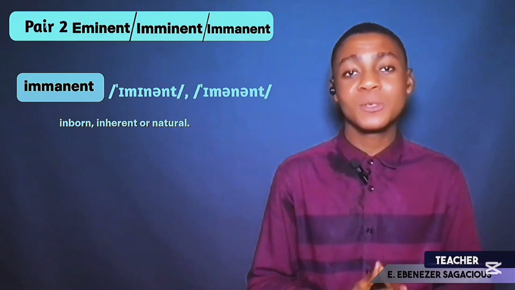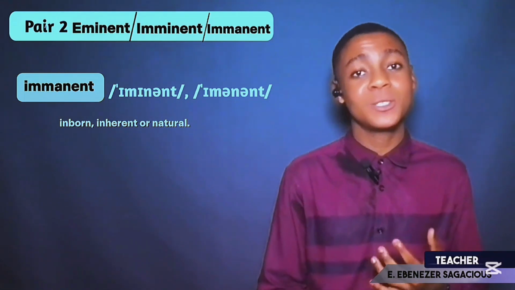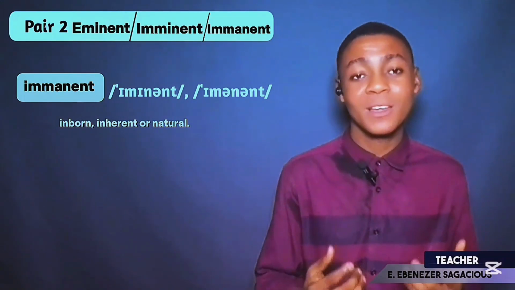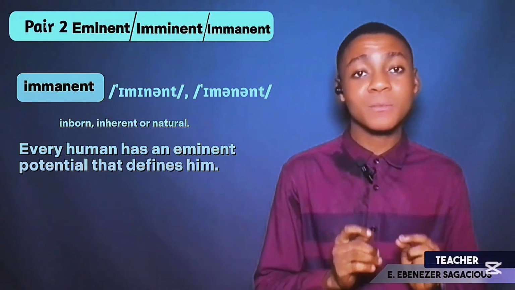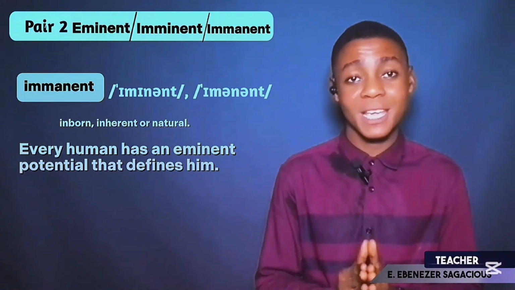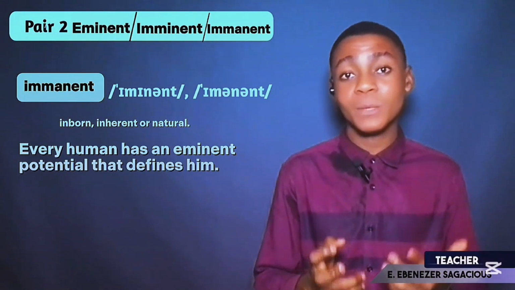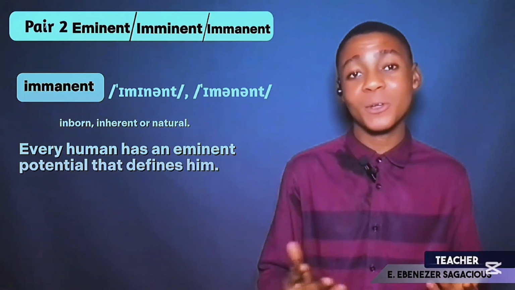It is often used in philosophical, religious, and abstract conversation to describe something inbuilt, something inborn. For example, every human has an imminent potential that defines him. This means that every human has an inborn ability, attributes that separate him from every other person.